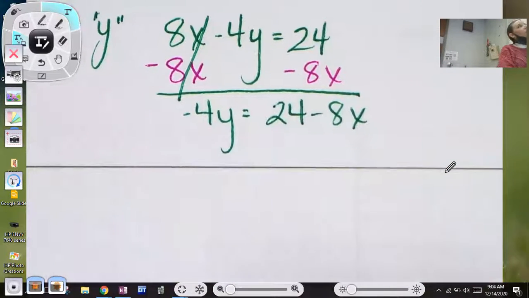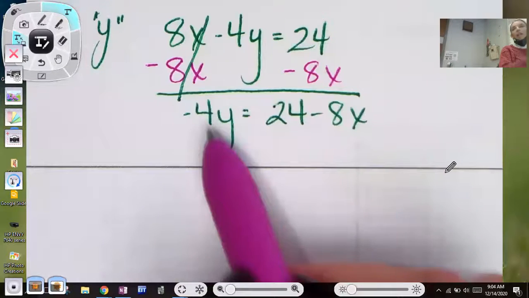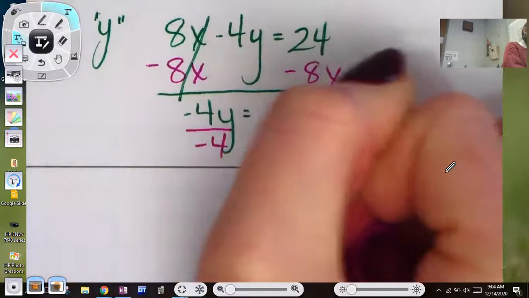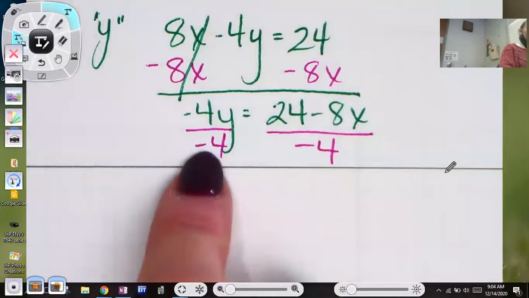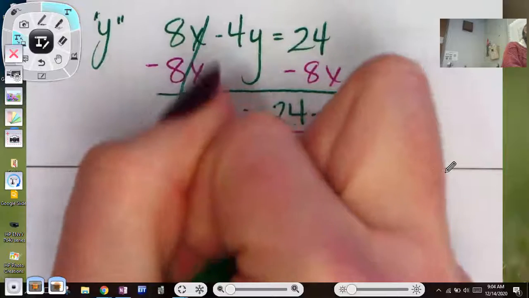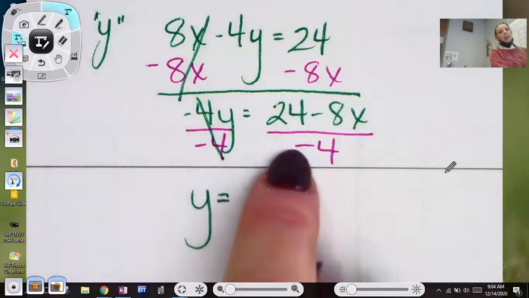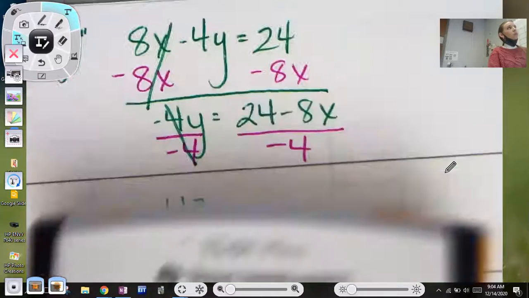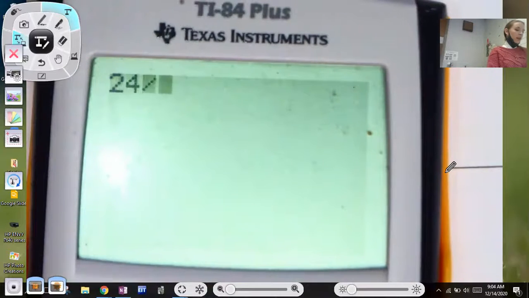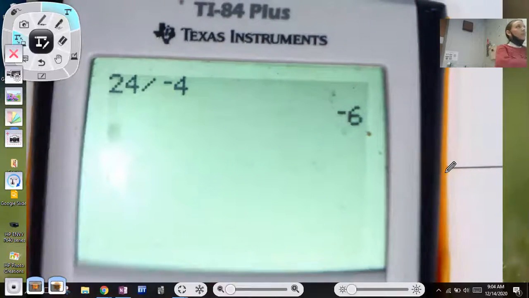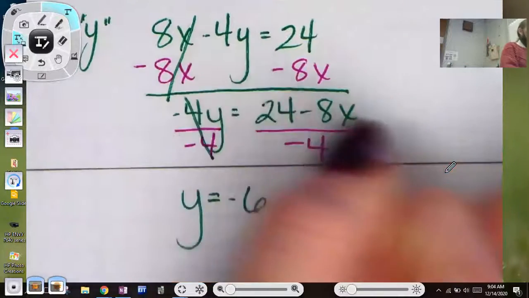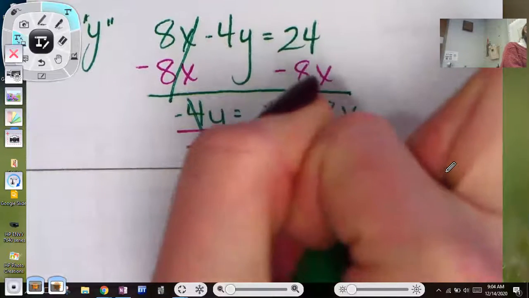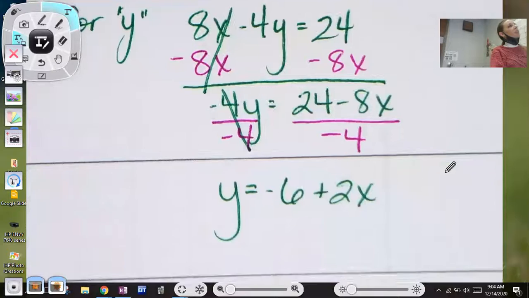All right, I'm almost finished. How do I get this y by itself? Divide by -4. Okay, what happens to my -4s? They cancel out. Y equals, what's 24 divided by -4? 24 divided by -4 is -6. All right, -8 divided by -4 would be +2. All right, so now we have it in slope-intercept form.